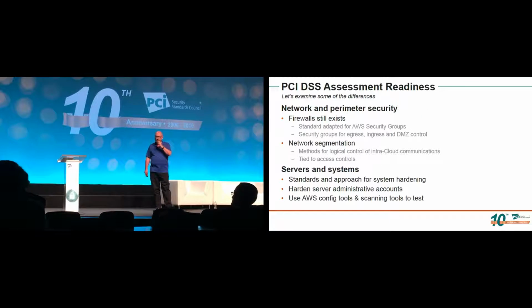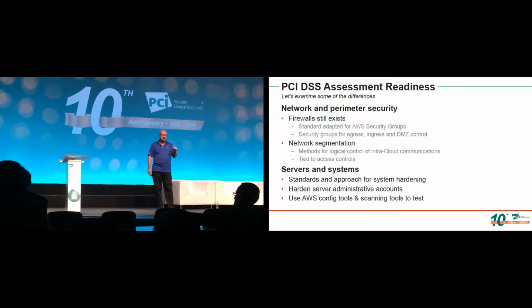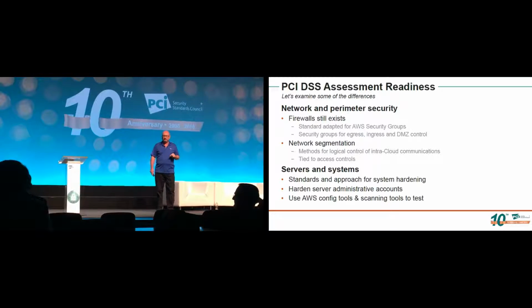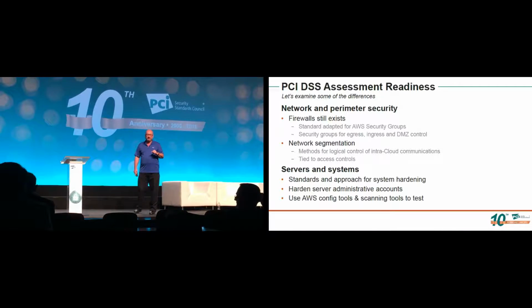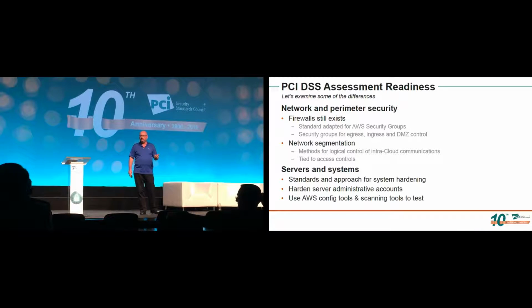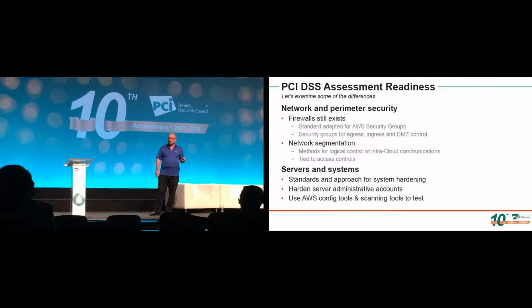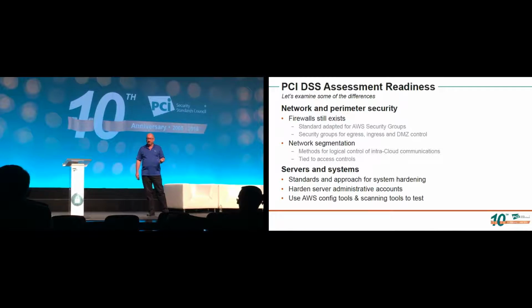So let's look at network and perimeter security. One thing you can't say is we don't run firewalls, the cloud provider does. You're still responsible for the rules built within your network firewalls. Firewalls still exist in this environment. The standard needs to be adapted for AWS security groups, and security groups need to be in place for egress, ingress, and DMZ control. Network segmentation is still important. You need to have methods for logical control of inter-cloud communications and tied to access controls within your environment.